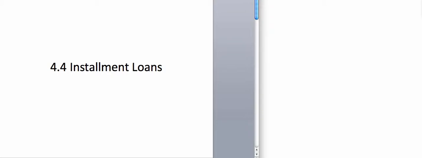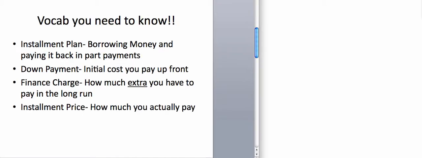We're looking at section 4.4 today, installment loans. What installment loans or installment payments help you do is buy something that costs a fair bit of money and allows you to pay it off over a longer period of time. So it's paying it back in payments. Some of the things we're going to be talking about: down payment, finance charge, and installment price. We'll talk about those here shortly.